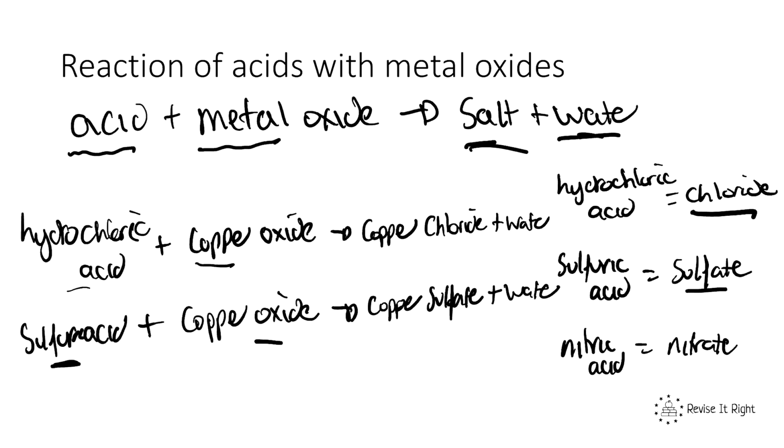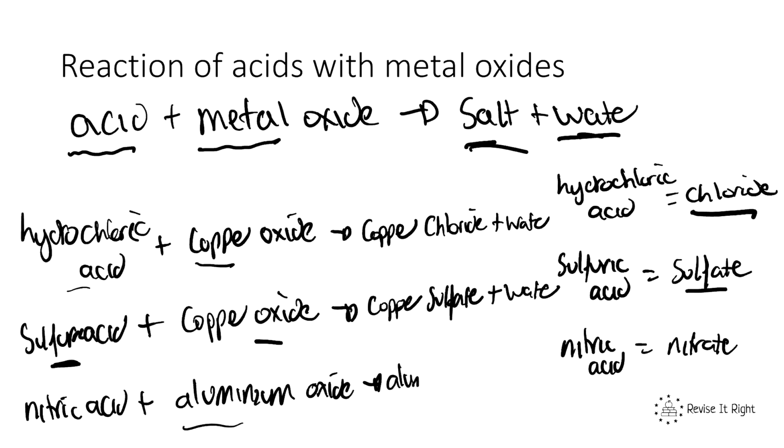Let's do one more. This time we're going to react a nitric acid with aluminium oxide. So what salt does this make? Well, we get the first name from the metal, so aluminium. And then the second part from the acid, nitric acid makes a nitrate, so aluminium nitrate. And we know it's going to be water as well, because an acid plus metal oxide makes salt and water. So what we need to remember is acid plus metal oxide produces salt plus water.